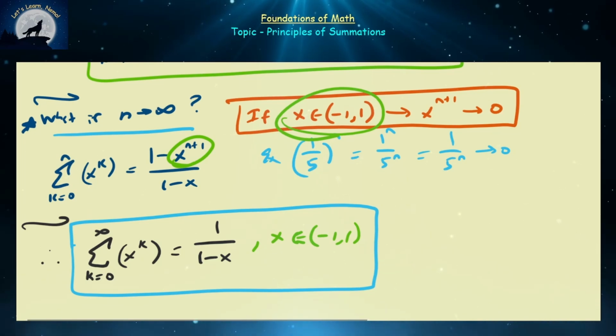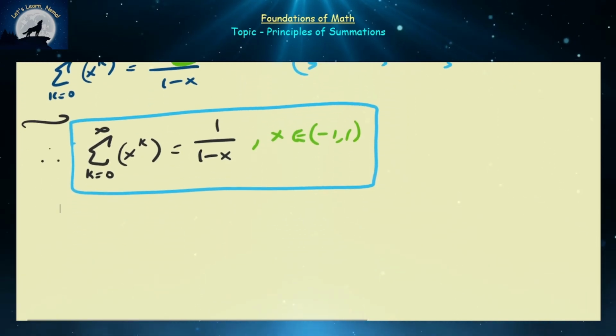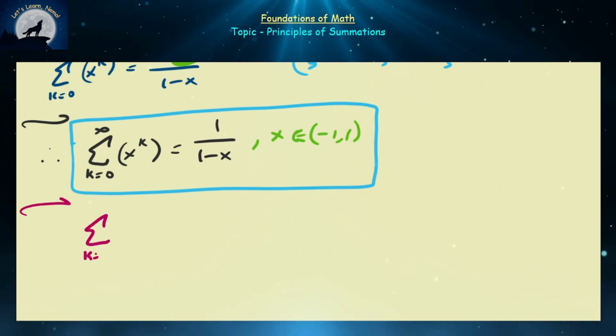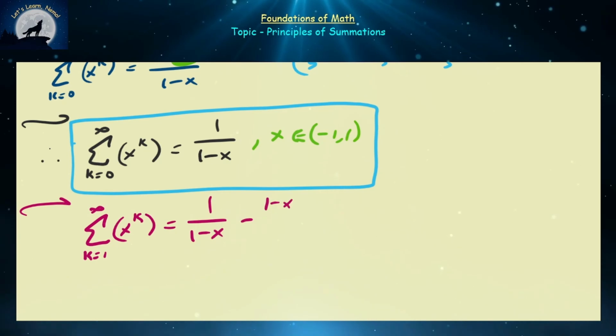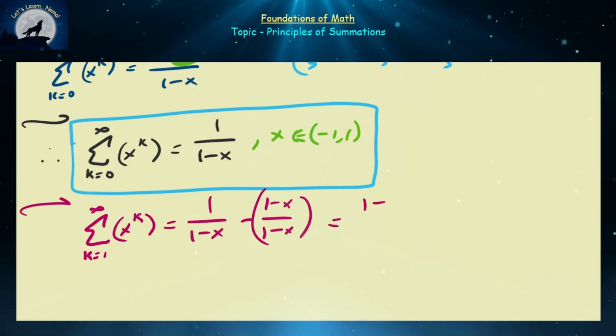Okay, and keep in mind, this is for k equals 0. It's possible that the series does start at k equals 1. So if that is the case, then what are we going to have? We're just going to have the sum from k equals 1 to infinity of x to the power of k, which is the same thing as 1 over 1 minus x, except for 1, which is just minus 1 over 1 minus x over 1 minus x. So we're just missing that one term. And then once we distribute, we're going to have 1 minus 1 plus x all over 1 minus x.